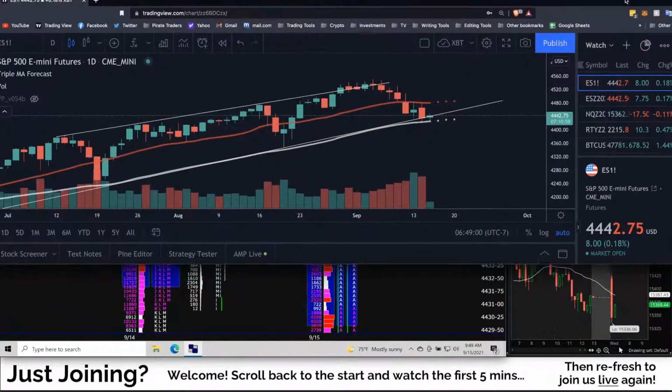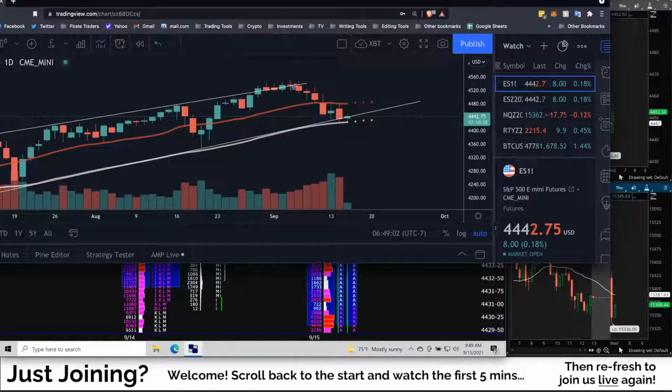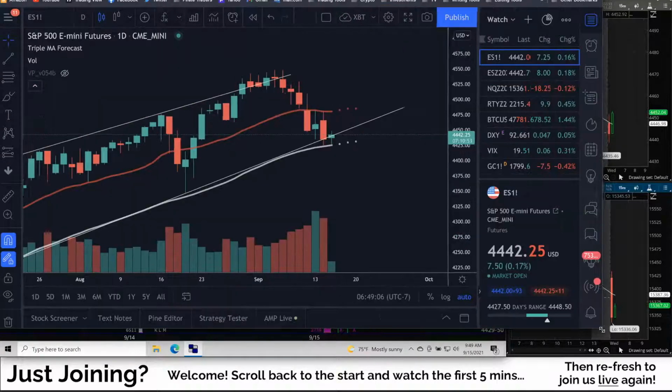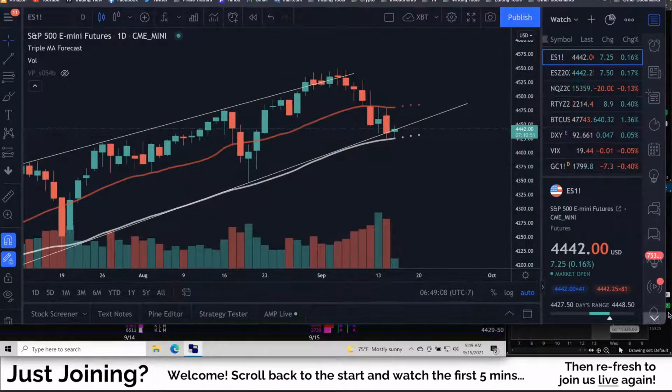The idea being, if the 50 holds, we're going to head up and test the 20 as resistance. If we break through that, opposite end of the channel. It's a long way to go up.